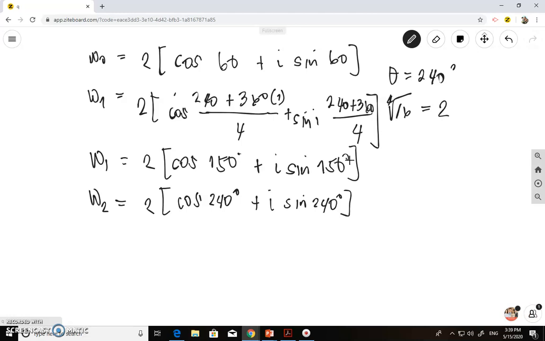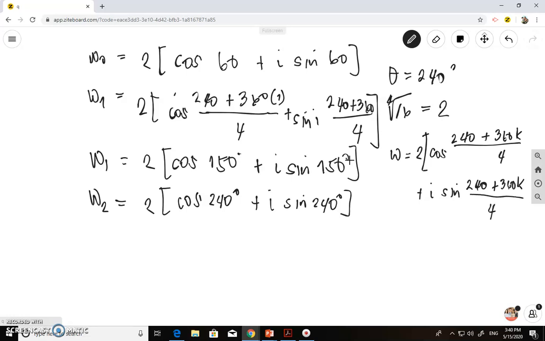Our original equation, we have W is equal to 2 times cosine 240 plus 360 times k divided by 4 plus I sine, we have 240 plus 360k over 4. So we cancel out this one. So therefore, this one now is equal to 90k. So plus 90k. That's the reason why we have 60, 150, we have 240.